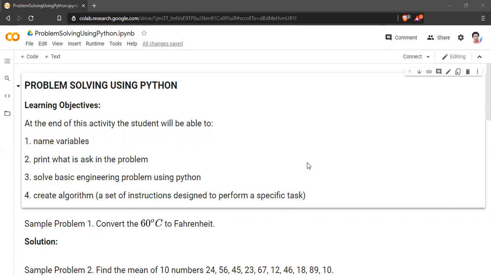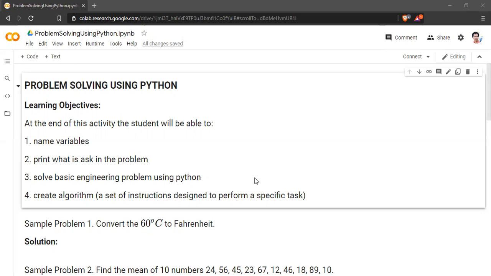All right. Now, speaking of creating solutions, we can do that by creating an algorithm. At the end of this activity, you will be able to create your own algorithm. An algorithm is a set of instructions designed to perform a specific task. In short, an algorithm is a step-by-step solution to the problem.